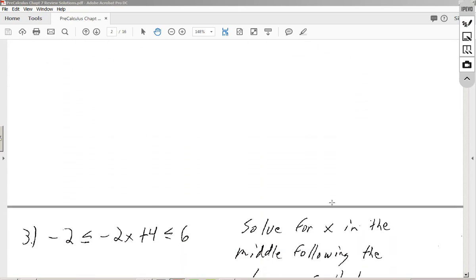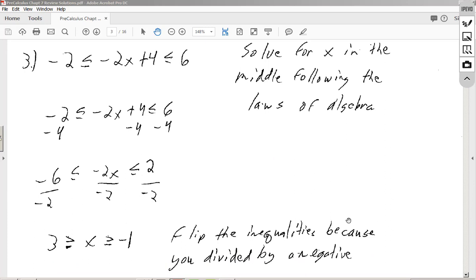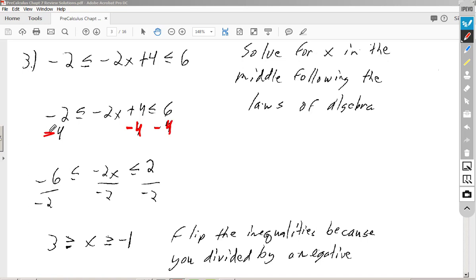So problem number 3 says that I have -2 is less than or equal to -2x plus 4, which is less than or equal to 6. It wants me to solve this inequality. So I'm going to solve for x in the middle, following the laws of algebra. The first step that I'm going to do is subtract 4 from all 3 parts of my inequality.